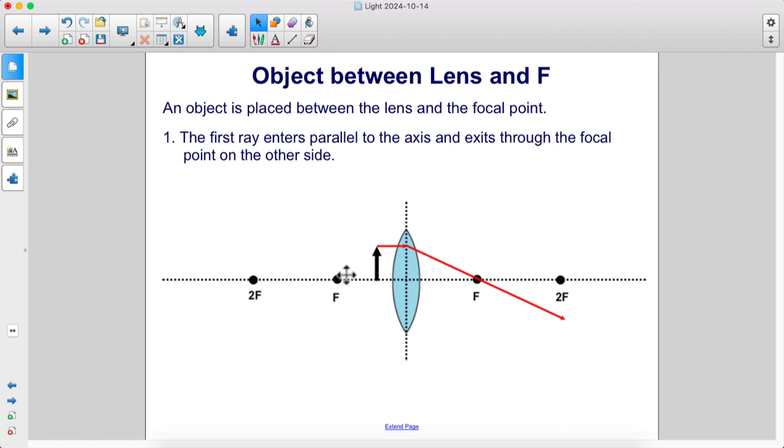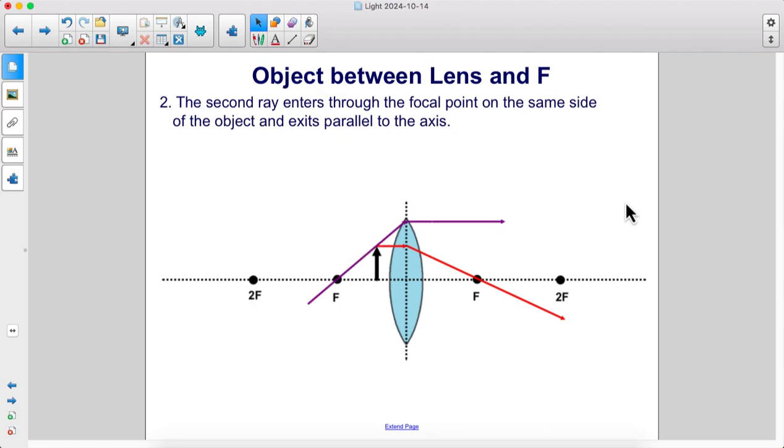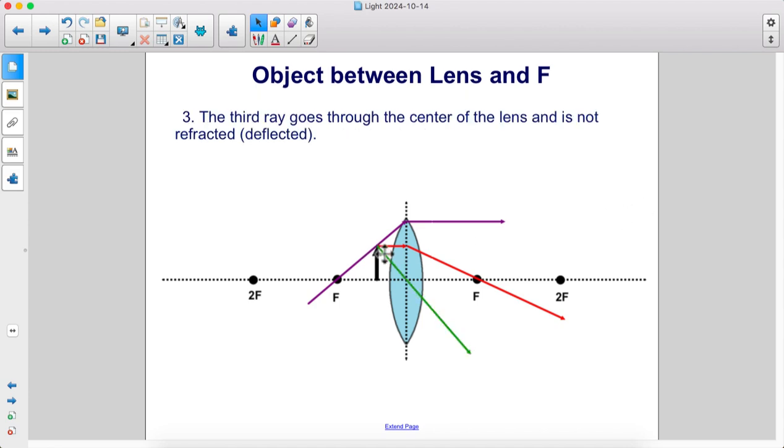If we go ahead and move that object even closer, we're now between the lens and the focal point. The first ray goes parallel to the axis and then exits through the focal point on the other side. The second ray enters through the focal point on the same side and exits parallel to the axis. So actually we're drawing the line from over here through the focal point, touching the tip of the object all the way up to the lens, and then parallel. The third ray goes straight through the center of the lens and is not refracted.